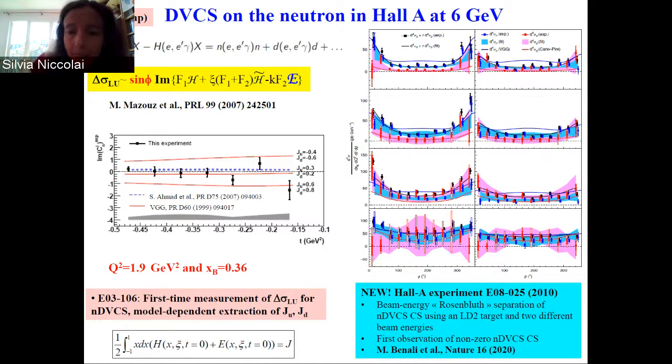So this was done at one kinematic point in Q square and X Bjorken, and at 4 beams in T that you see here vertically, and 2 beam energies.